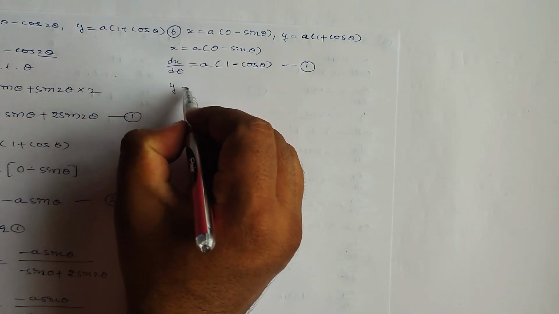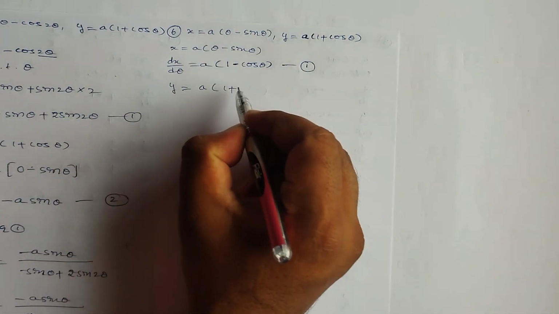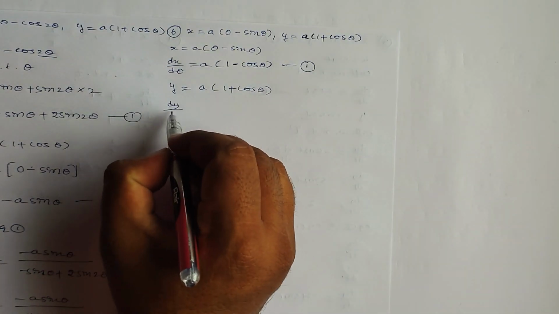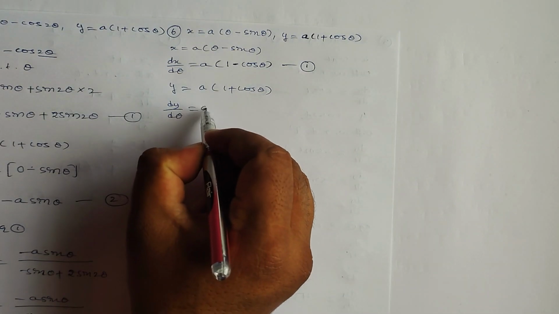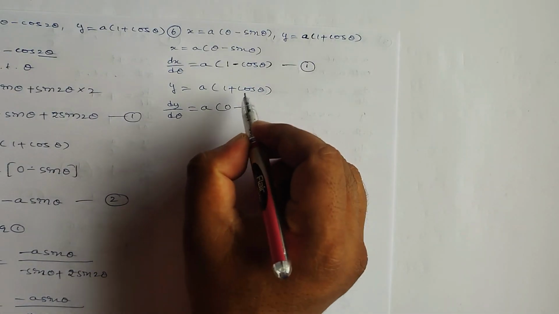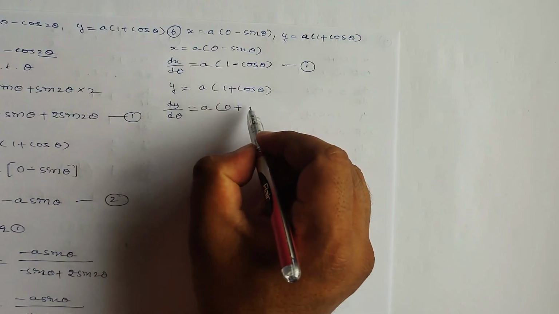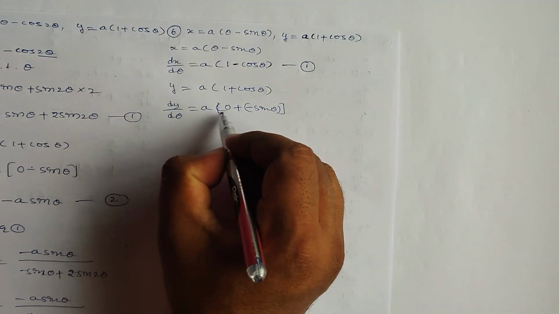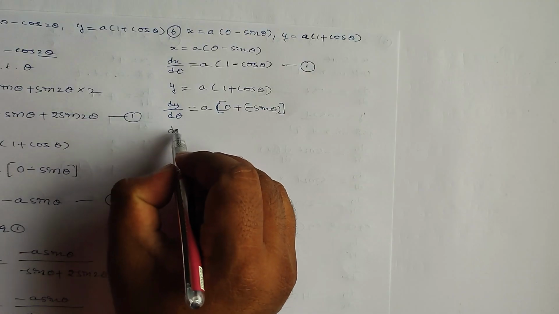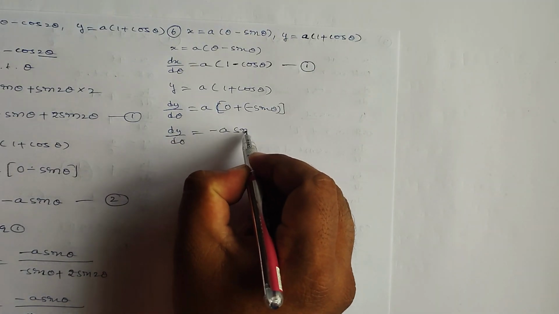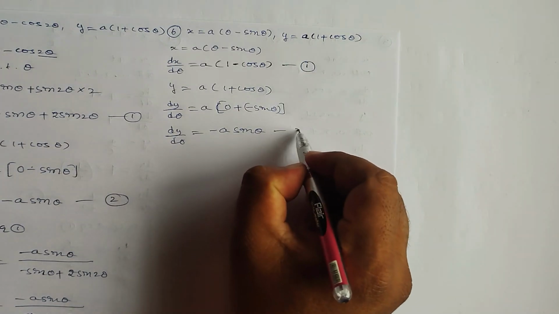Next, y is equal to a into bracket 1 plus cos theta. Now differentiate with respect to theta. dy by d theta is equal to, a is a constant, taken outside. The derivative of 1 becomes 0, a constant, plus the derivative of cos theta, which is minus sin theta. So dy by d theta is equal to minus a sin theta. Say equation number 2.